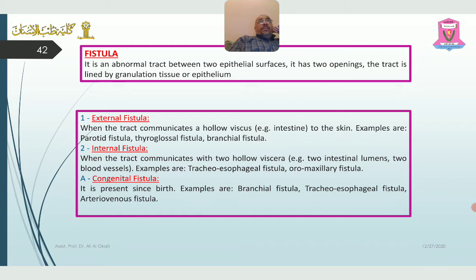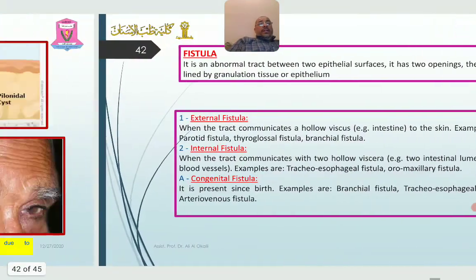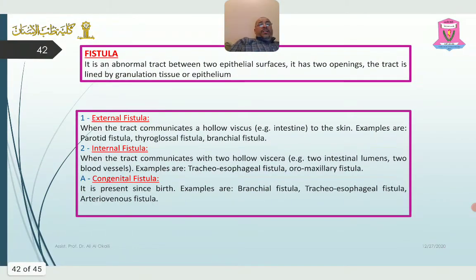We have different types of fistula. We have external fistula and internal fistula. External fistula is one in which the tract communicates a hollow viscus, for example the intestine, to the skin. The intestine is lined by epithelium and forms a tract to the skin, to the outer surface. So with outer epithelium and inner epithelium, we call it a fistula.